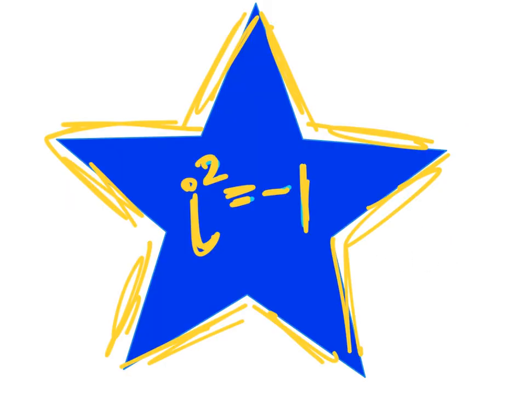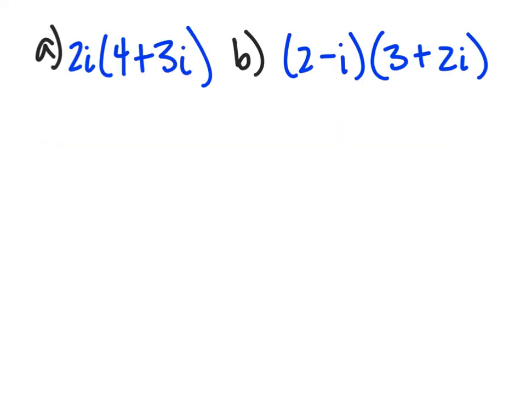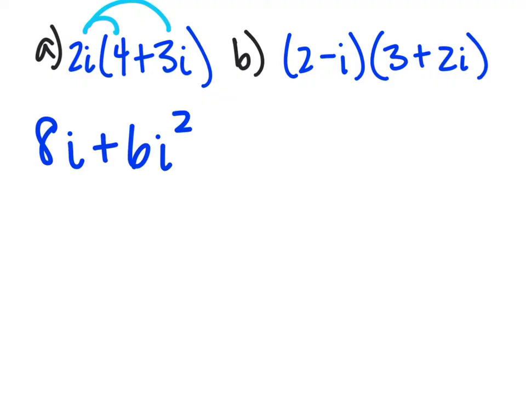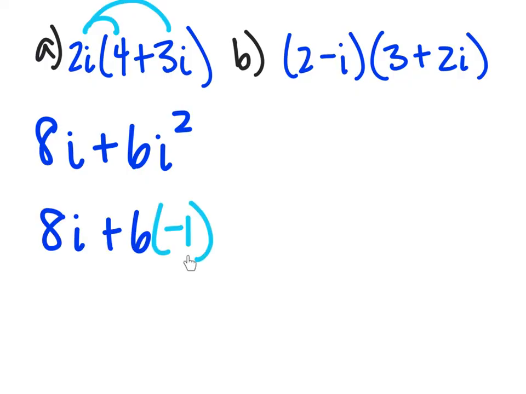Now, remember earlier whenever we said i squared is equal to -1? This is going to come back huge here in this next portion. If we distributed 2i to both of these terms, we would get 8i plus 6i squared. But remember, i squared is the same thing as -1, so we replace the i squared with a -1. Then I put it in the order a plus bi, so this would be -6 plus 8i.